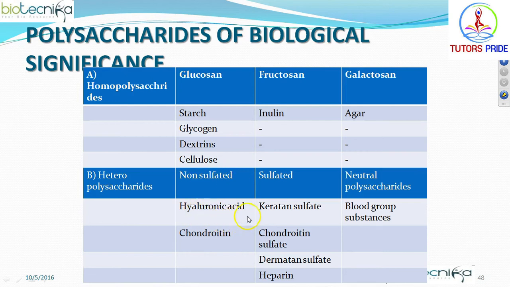Now, heteropolysaccharides. Non-sulfated, meaning without sulfur: hyaluronic acid, chondroitin. And sulfated: keratan sulfate. Neutral polysaccharides: blood group substances. So these are called heteropolysaccharides.